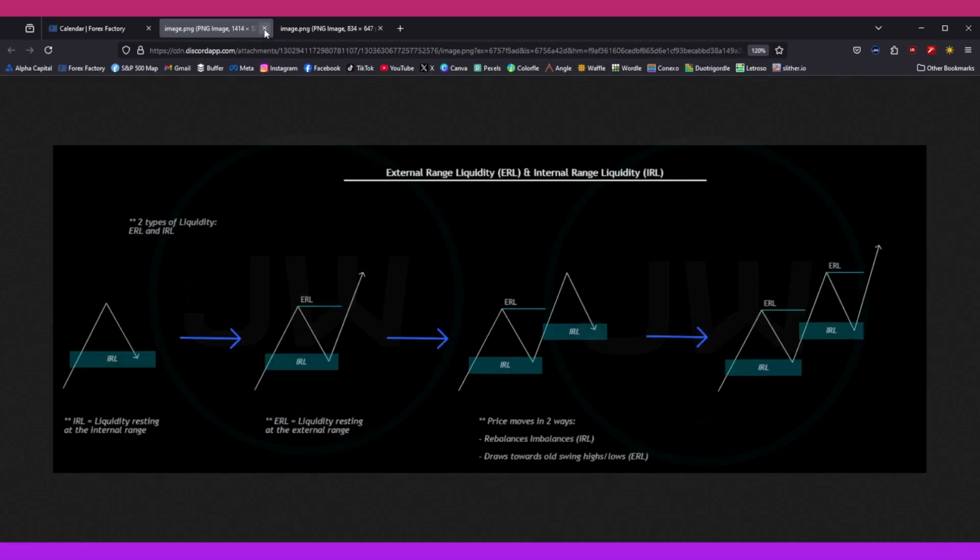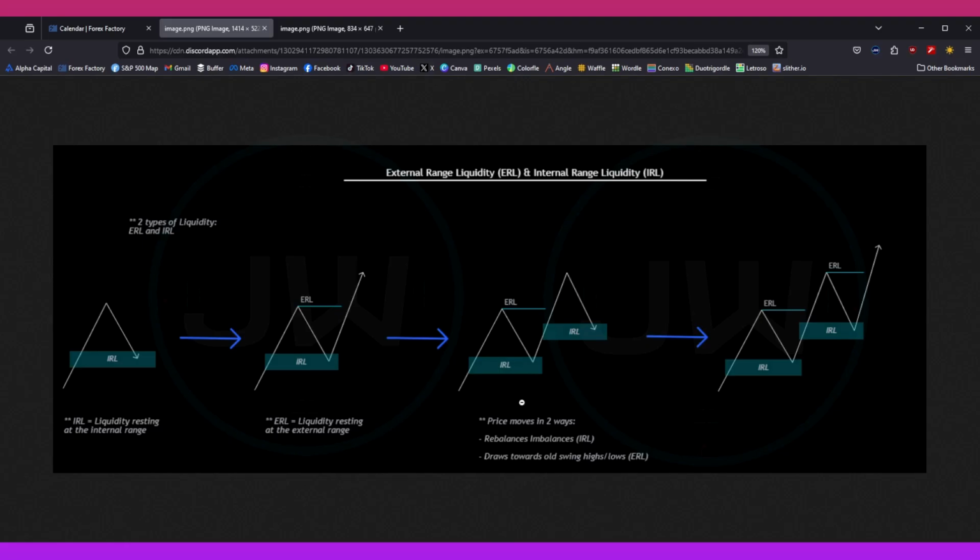Now we get two types of liquidity. We get liquidity resting at the internal range, in other words, internal range liquidity. That's liquidity resting here within this range as we are making this swing. And in the opposite example, we have external range liquidity, and that simply means liquidity resting at the external range. As you can see here, we go internally, externally, internally, and then externally again.